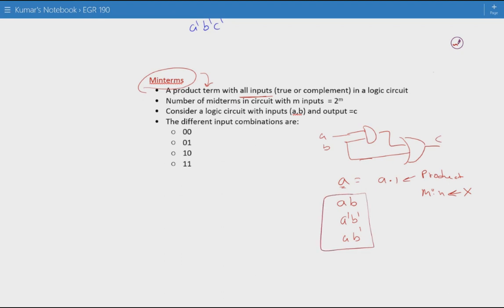So in other words, a minterm is a product term with all the inputs in its true or complement form. And next comes the question of how many minterms a logic circuit can have. The number of minterms in a circuit with m inputs is equal to 2 to the m. So any circuit with m inputs can have 2 to the power of m minterms.